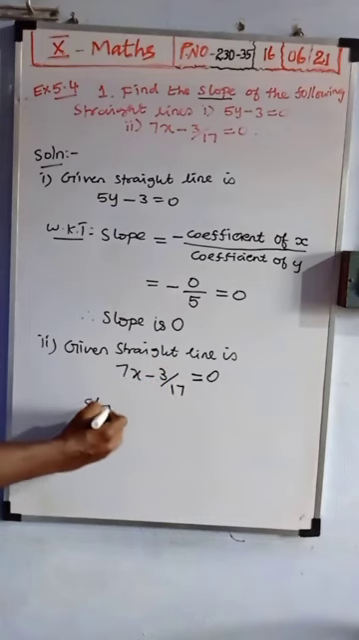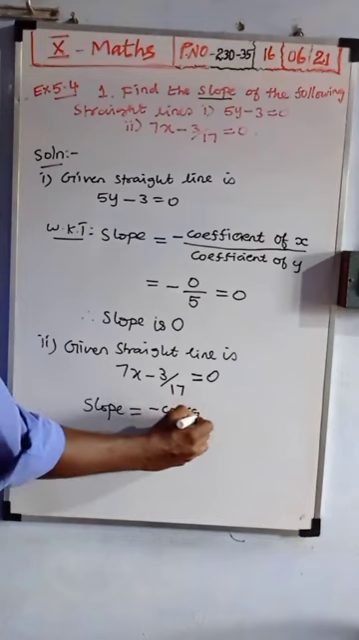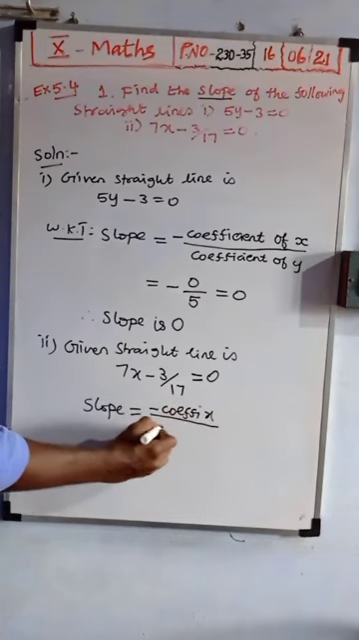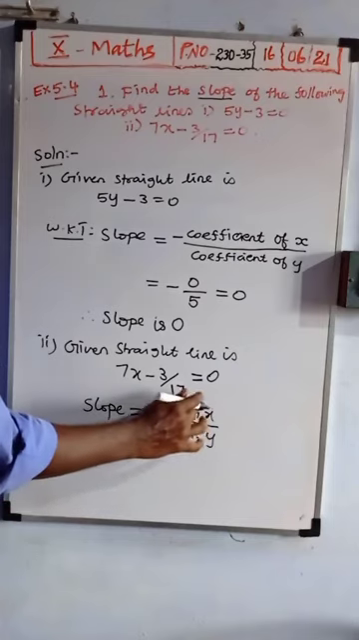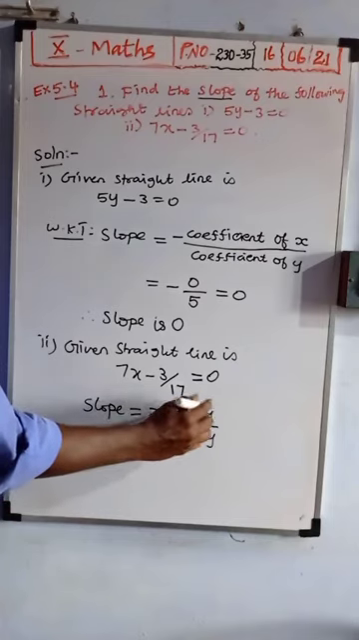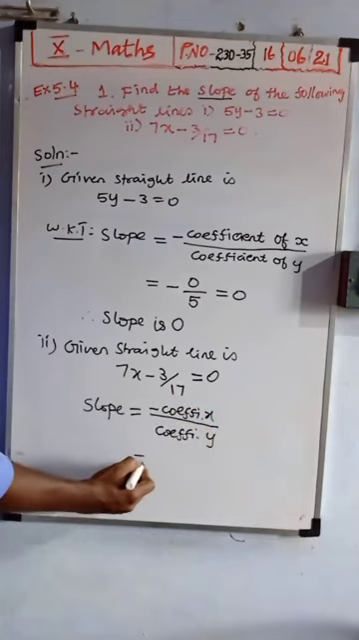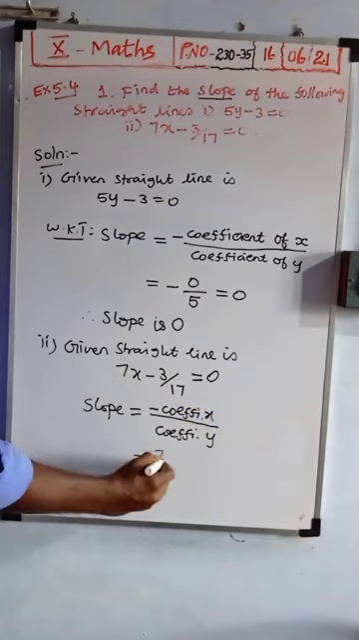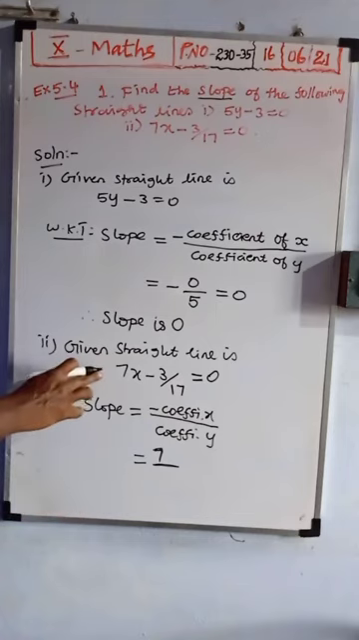Therefore, here the same: slope is equal to minus coefficient of x divided by coefficient of y. The short form of coefficient I have written. Here the x coefficient is 7, divided by the y coefficient. Here the y term is missing. Even though the y term is not there, this is a straight line only.